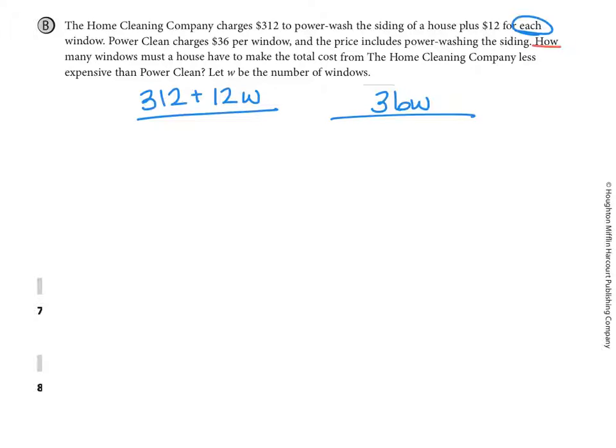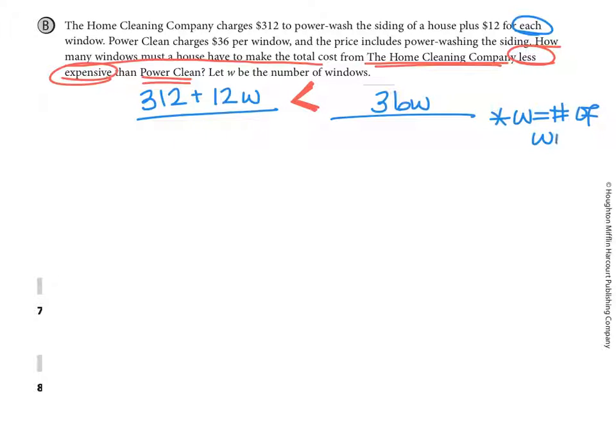Now the question says, how many windows would a house have to clean to make the home cleaning company less expensive than the power cleaning company? That means I need the home cleaning company to be less than the power company. And it doesn't mean less than or equal to. They're saying it needs to be exactly less. Okay, so there's our equation. In your notes, you should write down that W equals the number of windows. That one's pretty easy because they already tell you what it is, windows.